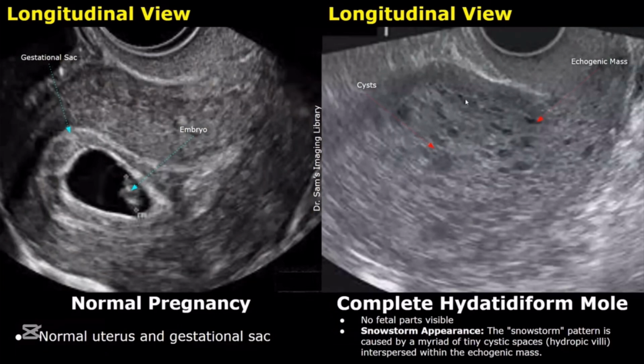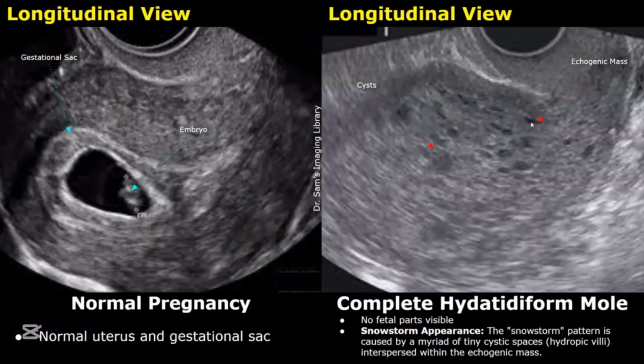These are transvaginal images in longitudinal plane. In the image on the left, we have a normal gestational sac with a normal embryo. The uterus is also normal. In this image, we have our complete hydatidiform mole, a complete molar pregnancy. No embryo or fetal parts are visible.